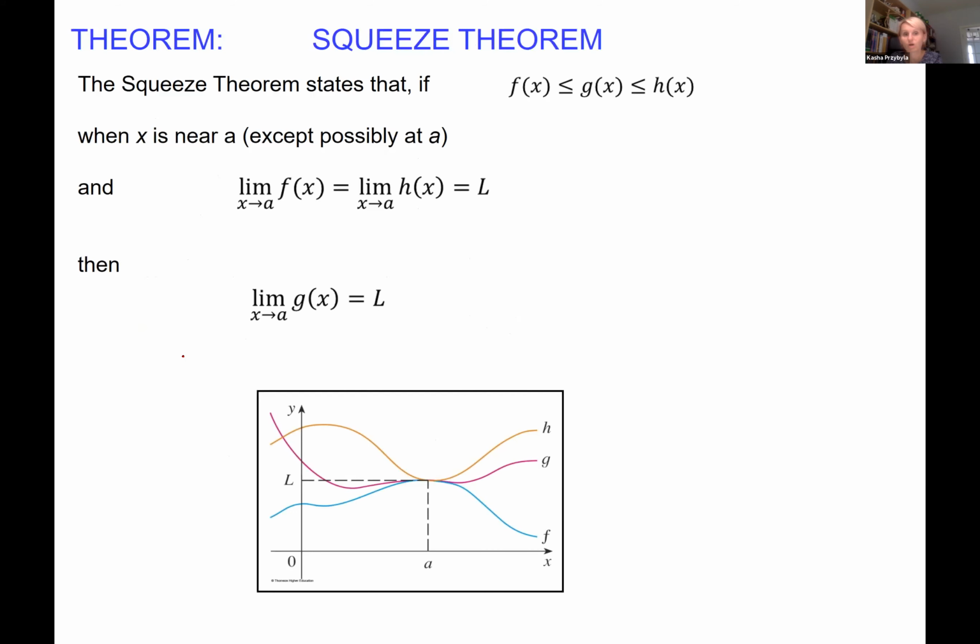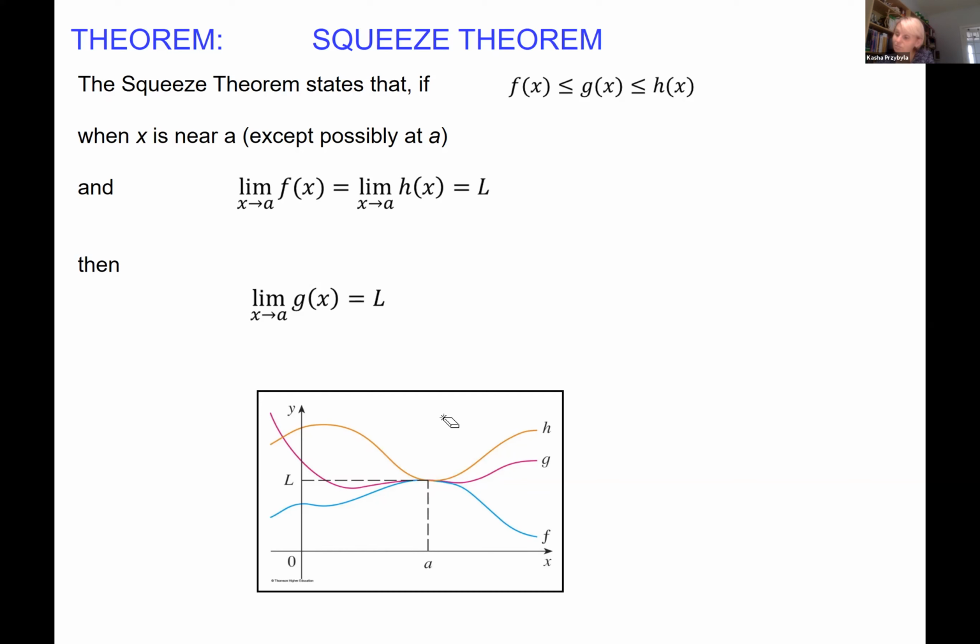Now we also have the squeeze theorem that we may use. We remember when we have the relation between 3 functions, f, g, and h, f is the bottom one, we can see the picture, h is the top one, and g is between. If f of x and h of x have the same limit at a, then the middle function is forced to have the same limit at that point, because it has to go between.